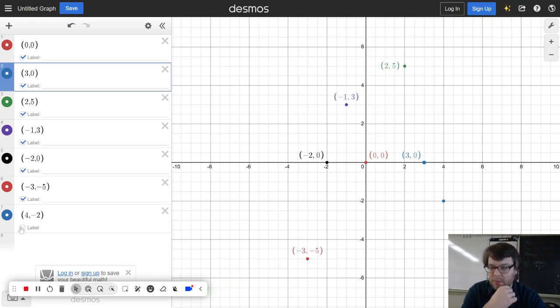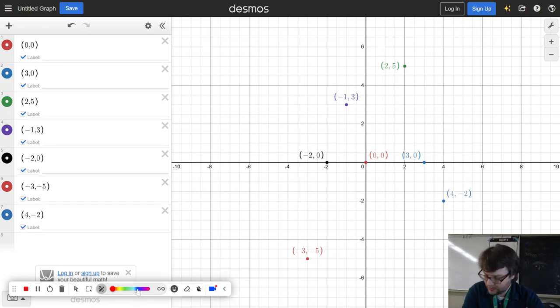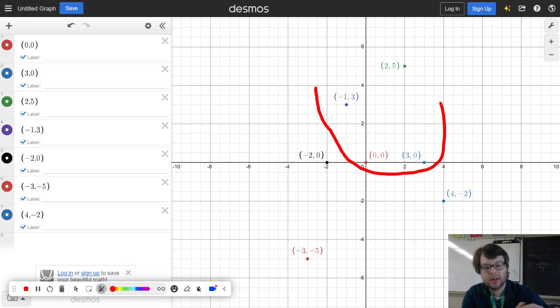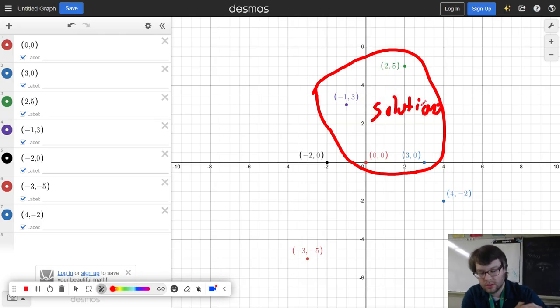Some of them are in each of the quadrants, a couple of them are on the different axes, et cetera. And then what I told you is I wanted you to write an inequality where (0, 0), (3, 0), (2, 5), and (-1, 3) are solutions. So I wanted these points here to be solutions, and I wanted this one and this one and this one to not be solutions.